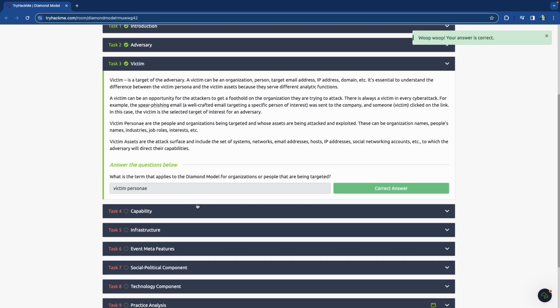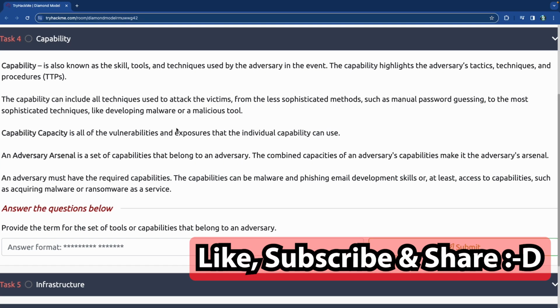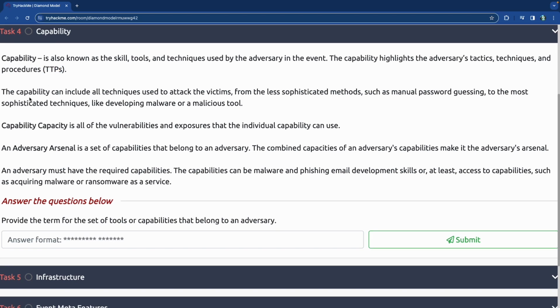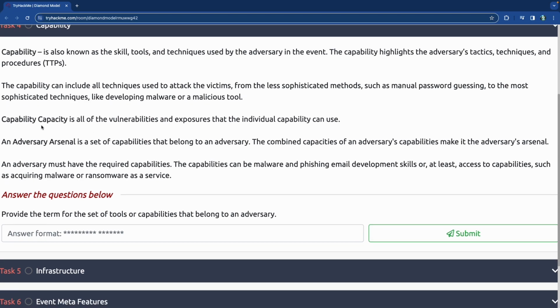But moving on. So capability is also known as the skill, tools, and techniques used by the adversary in the event. Capability highlights the adversary's tactics, techniques, and procedures, TTPs. We've discussed this before. The capability can include all techniques used to attack the victim, from less sophisticated methods such as manual password guessing to the most sophisticated techniques such as developing malware or a malicious tool. Capability capacity is all of the vulnerabilities and exposures that the individual can use. So their maximum capacity, right? What is the maximum capacity of their capability?